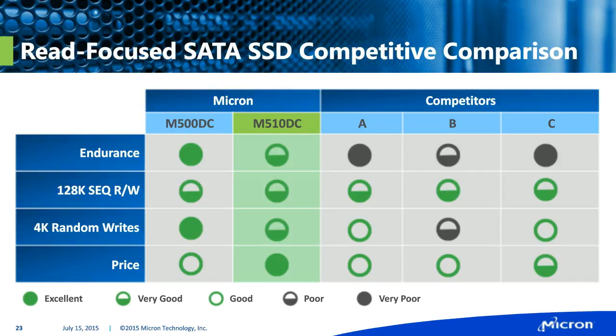Another area where we stand out is in 4K random writes. The reason I mention that, and again, the 510DC is going to be targeted at more read-centric workloads, is that we think it's a really good barometer for determining the robustness and really the strength and the backbone of the drive, and we really stand out very nicely as compared to the competition. And then obviously you'll notice price.